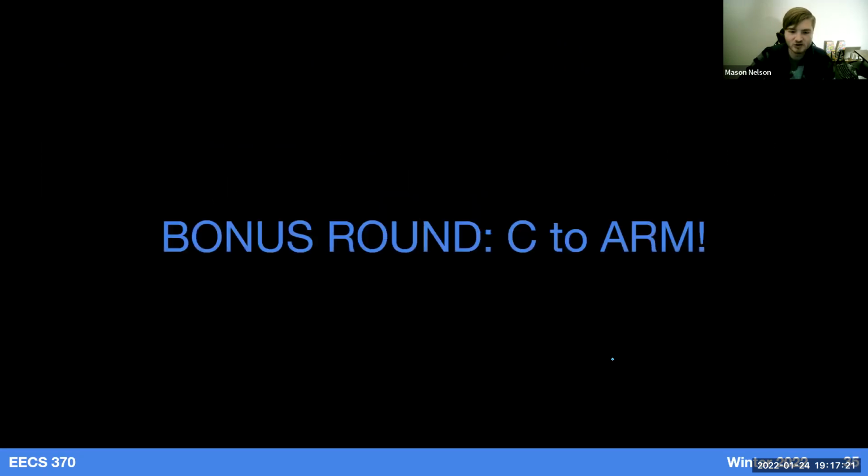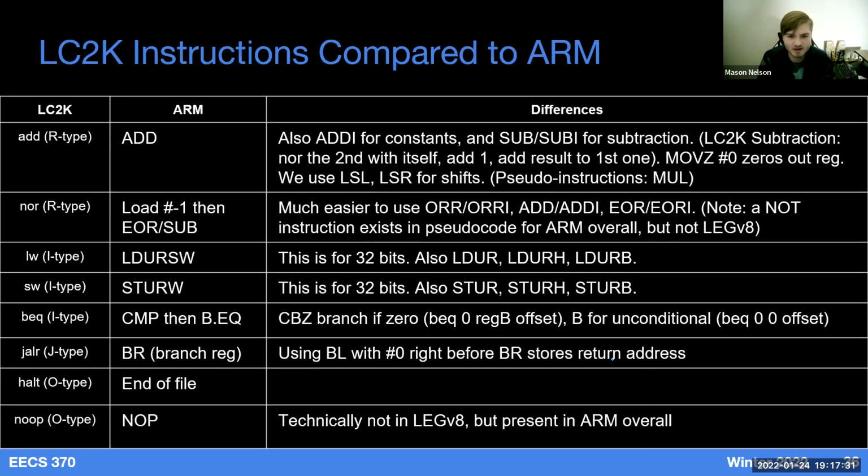But we are going to go on to some bonus C to ARM stuff. This might be helpful for the exam. So I think we have like 5 questions that we'll just breeze through here. Before we get into the ARM stuff specifically, I want to show you the similarities between LC2K and ARM.